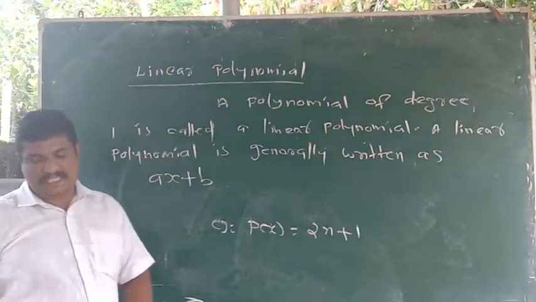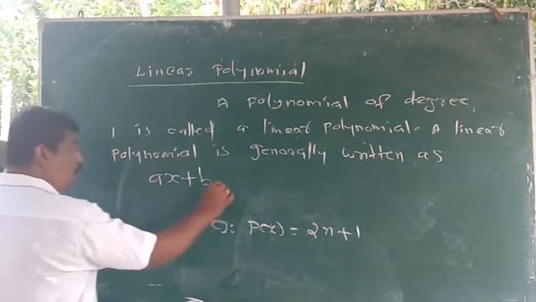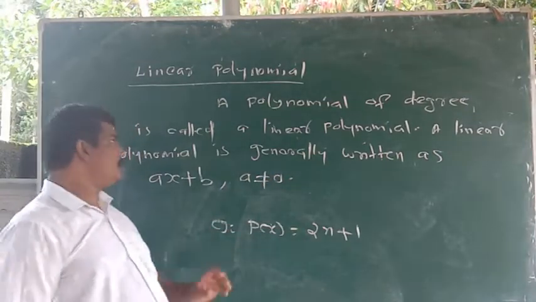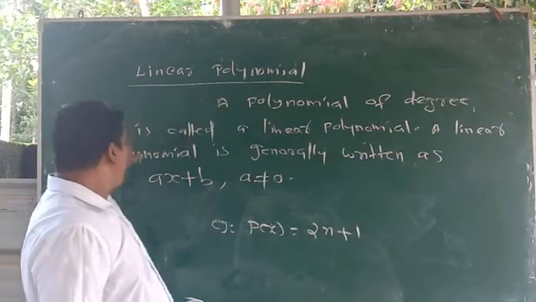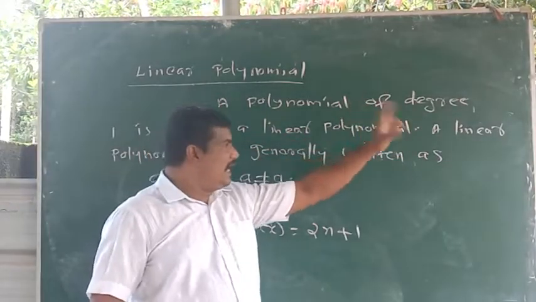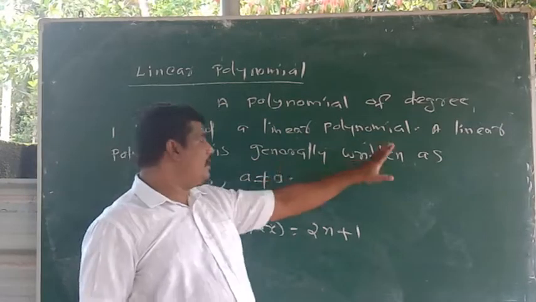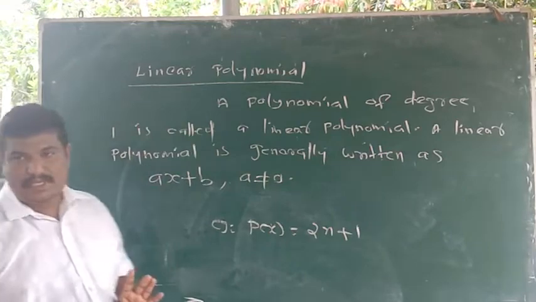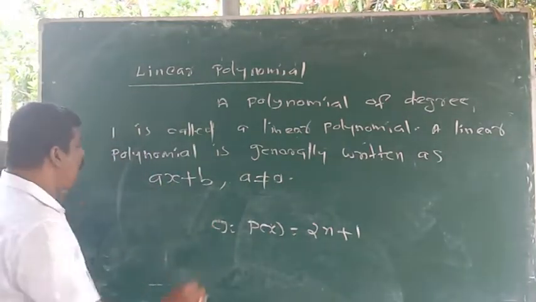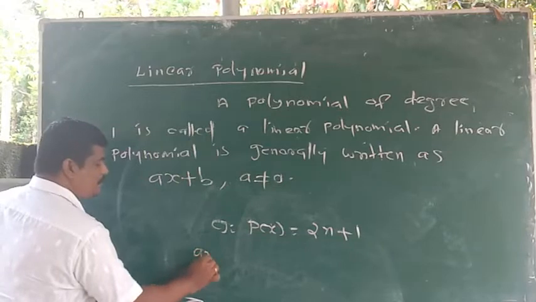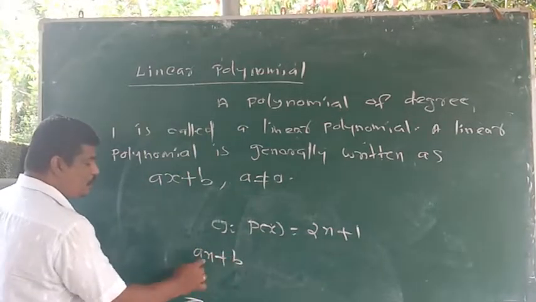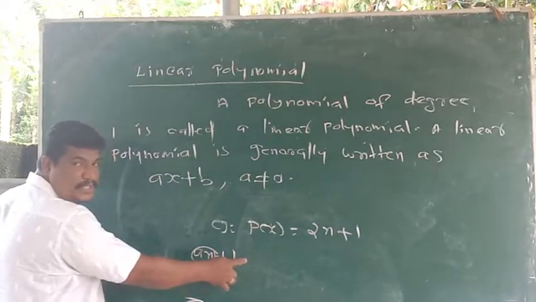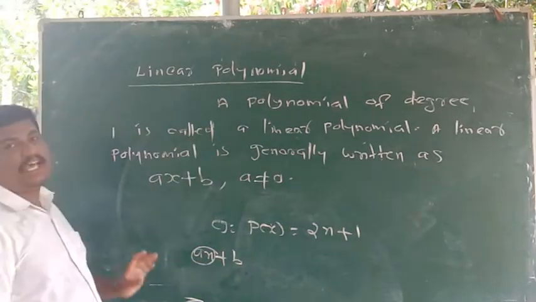A linear polynomial is generally written as ax plus b, a not equal to 0. Listen, a polynomial of degree 1 is called a linear polynomial. Suppose here a is equal to 0. Then this term becomes 0, so ax plus b has a equal to 0 and this term completely vanishes. Then what is the degree? Degree becomes 0. Thus, it is not a linear polynomial.